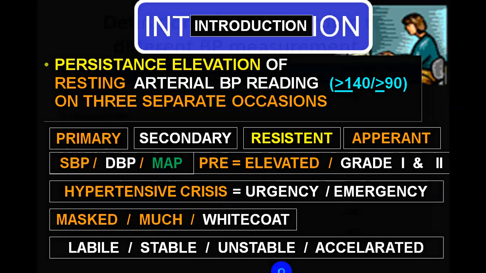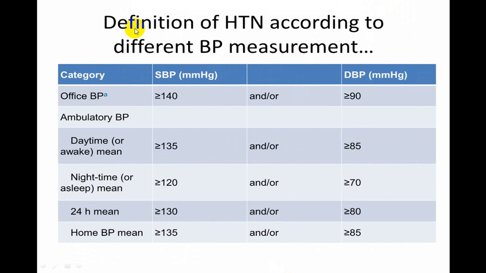So depending upon that, you use a terminology. Now this is one which we usually follow. If in office you record a blood pressure and systolic is more than 140, diastolic more than 90, we call that a hypertensive. In an ambulatory recording during daytime, if you record 135 by 85, he is labeled as hypertensive. At night time, in ambulatory blood pressure monitoring, 120 by 70 will be considered as hypertensive.